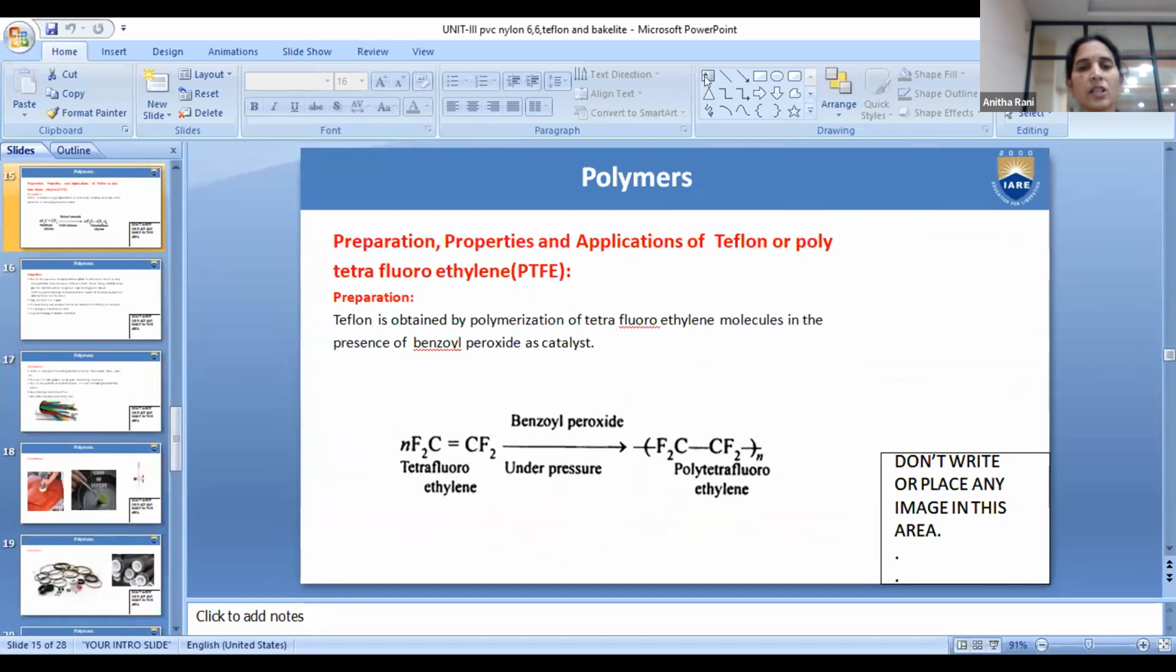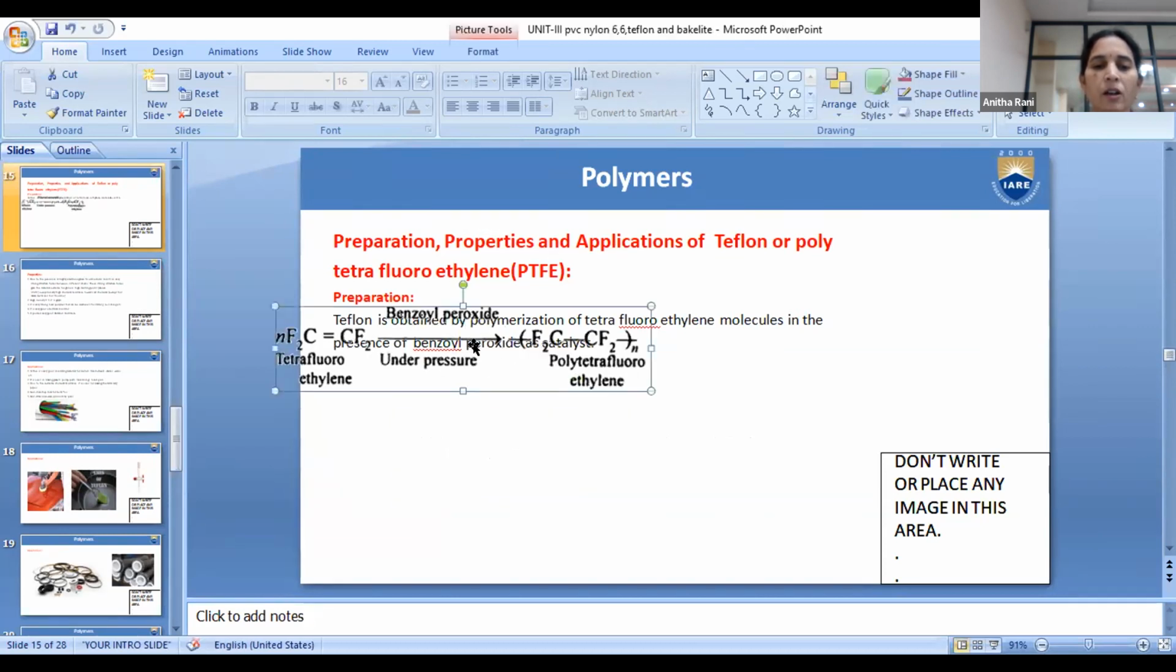So the next synthetic polymer is polytetrafluoroethylene, also known as Teflon. Now the preparation, properties, and applications of Teflon or polytetrafluoroethylene.